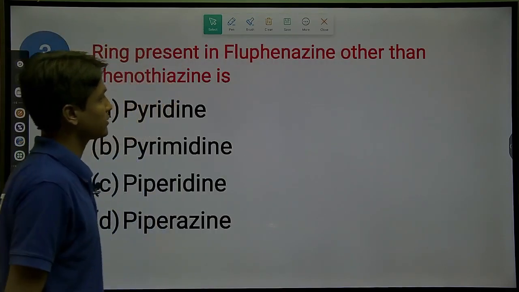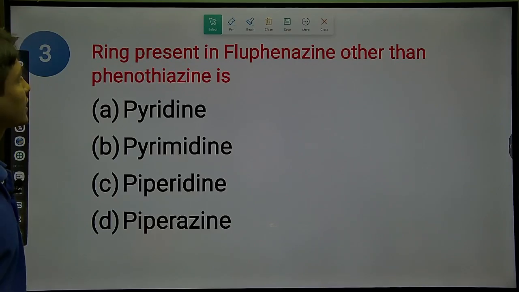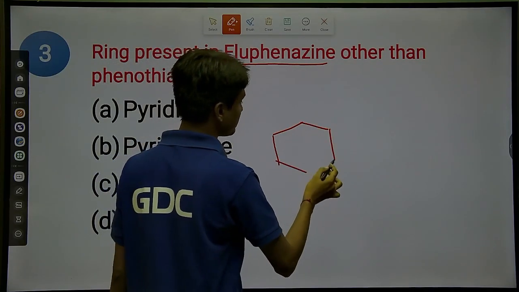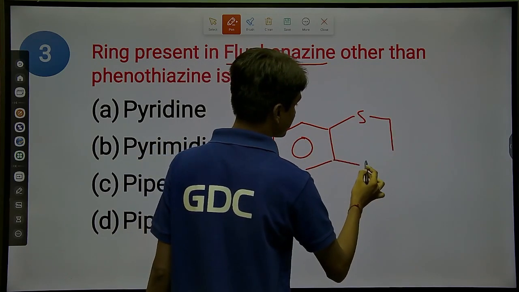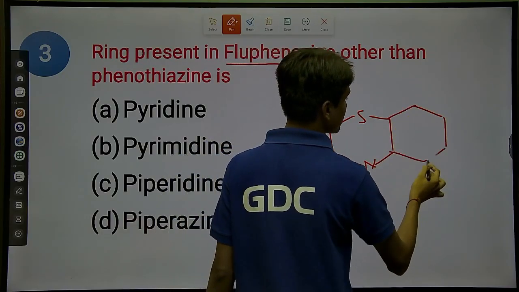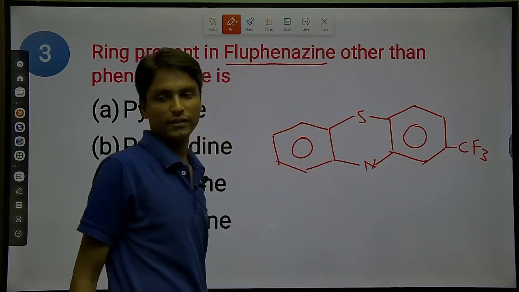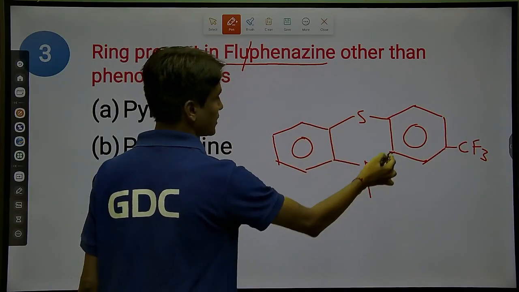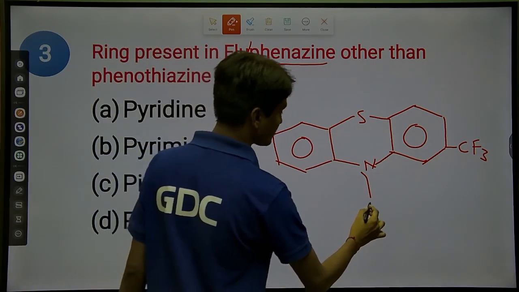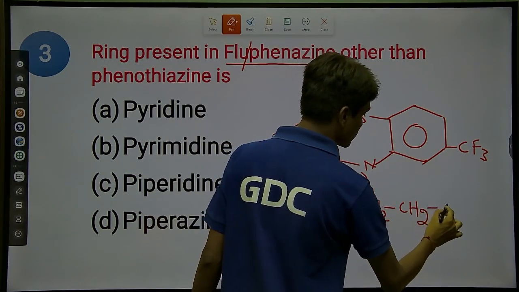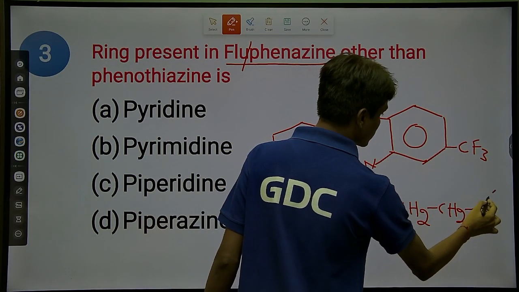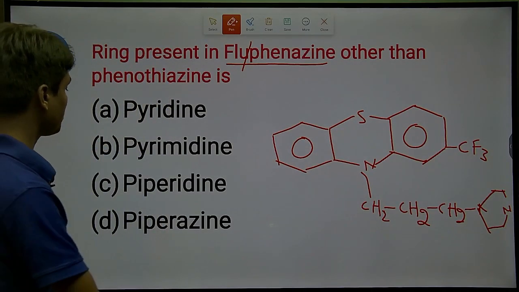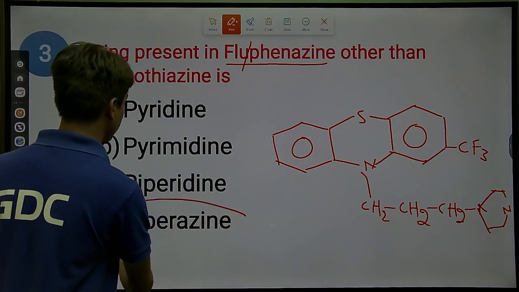The next question: name the ring present in fluphenazine other than phenothiazine. Phenothiazine is a drug that contains fluorine, hence we call it flu. Fluorine is there, that is trifluoromethyl. This is the basic ring, that is phenothiazine. The next ring present in this drug is piperazine.